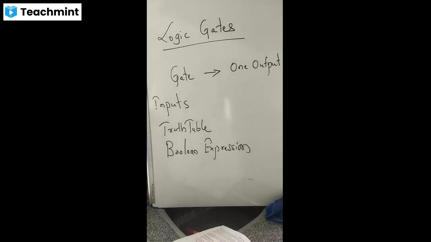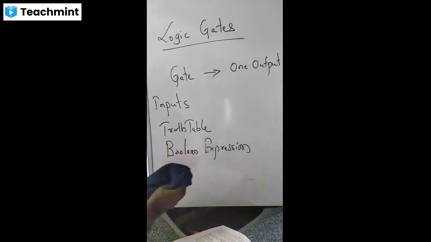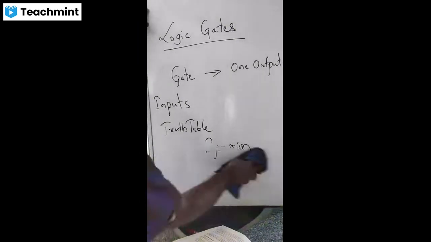So why am I saying this Boolean algebra? Here I am going to rub this. What do you have in Boolean? You need to know the symbols of Boolean algebra.